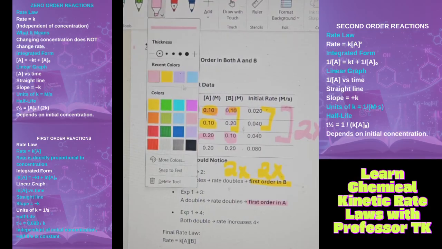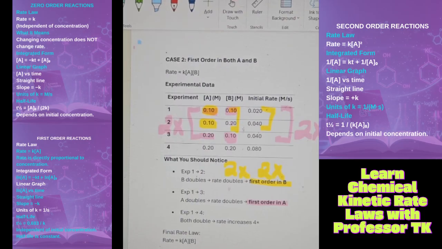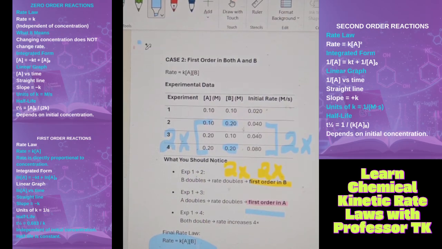But let me show you, let me erase this too so you all don't get confused. Let's say that I was looking at, as it relates to still letter A, experiments 2 and 4. Keeping B constant, then these two right here doubled, and this also doubled, and it's still first order. So therefore, you do not need to incorporate those exponents in terms of the 1 because the 1 is understood.